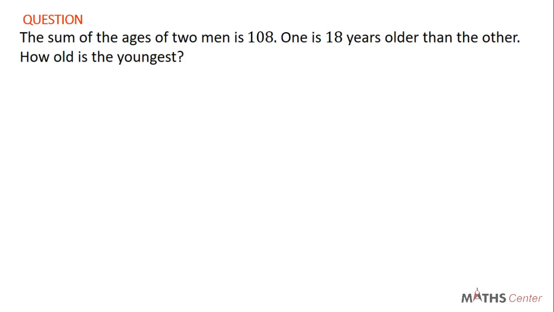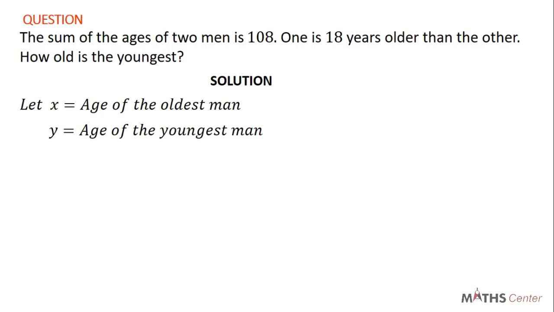Because we want to find the ages of the two men and we don't know them, that is our unknown in this case. So we are going to let variables represent the ages of these men. We will say that let x equal the age of the oldest and y equal the age of the youngest. I hope that is clear. We don't know the ages of these two men, so we are going to let variables represent them, as we have been doing all along.